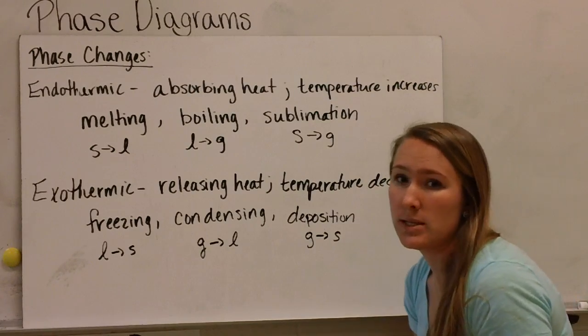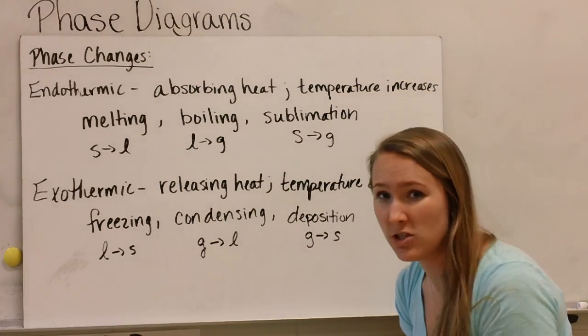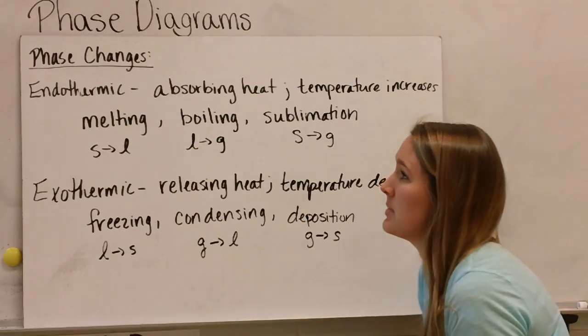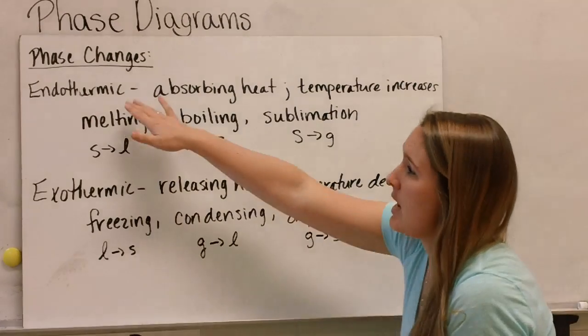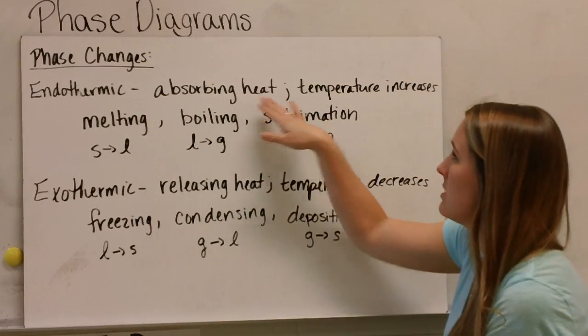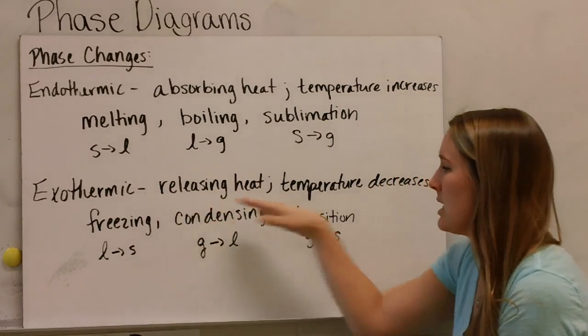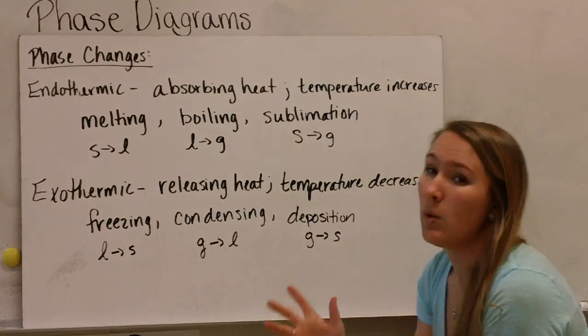Now, moving between solid, liquid, and gas, we have phase changes. These are physical properties and physical changes of different substances. Phase changes can either be endothermic, absorbing heat, or they can be exothermic, where they're releasing heat. We have 3 of each.